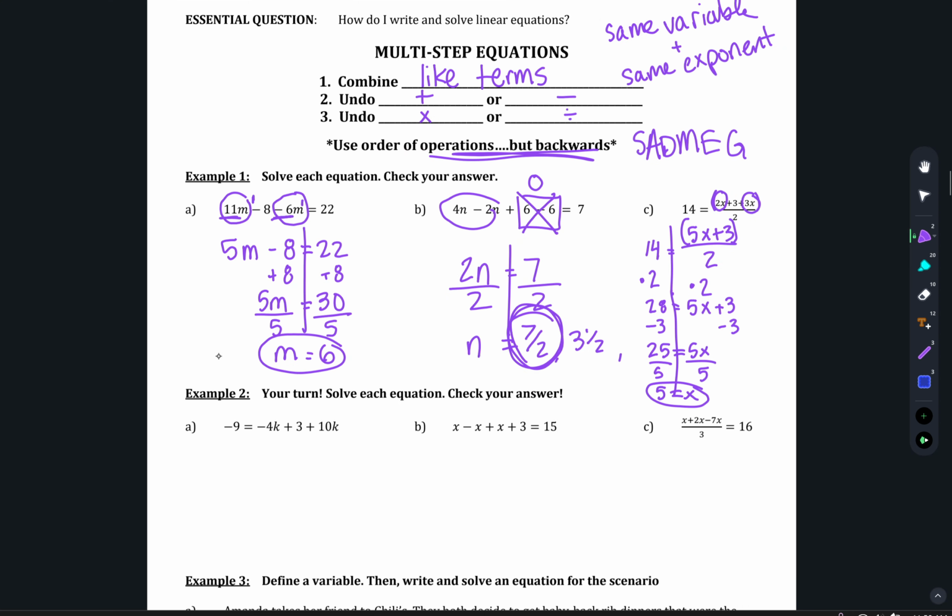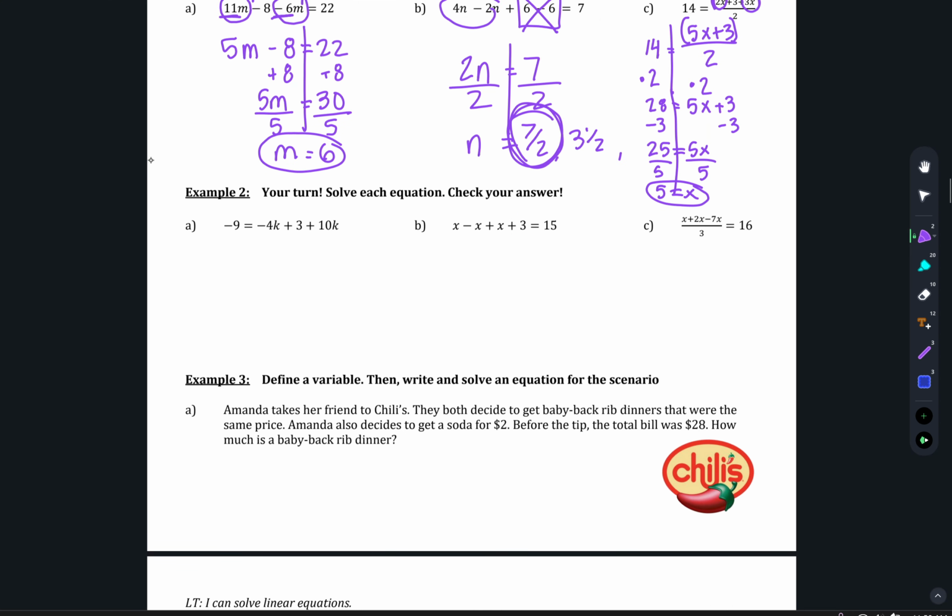All right, there's 3 examples here. Go ahead and do A, B, and C, and then I'll take 3 volunteers to write on the surface.